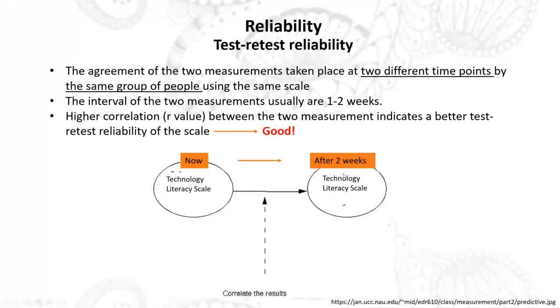Look at the diagram here. If I want to do a test-retest reliability, I recruit a group of students or participants, and I need them to complete the technology literacy scale, which checks the awareness of technology in the participants. Now I ask them to fill in this technology literacy scale, and after 2 weeks, I ask them to come to me again and fill in the same scale.